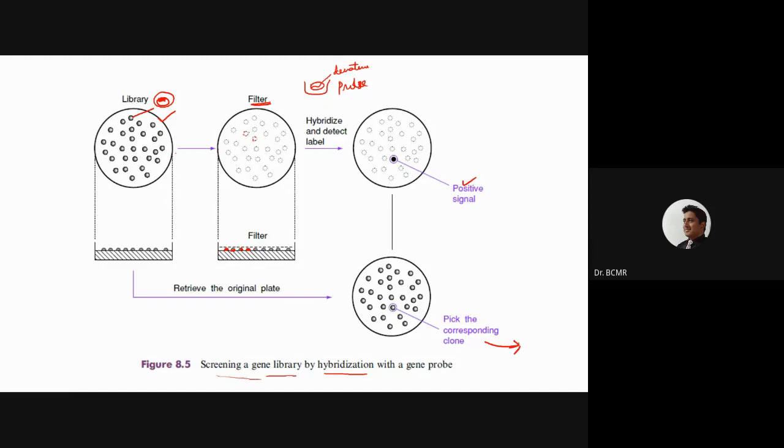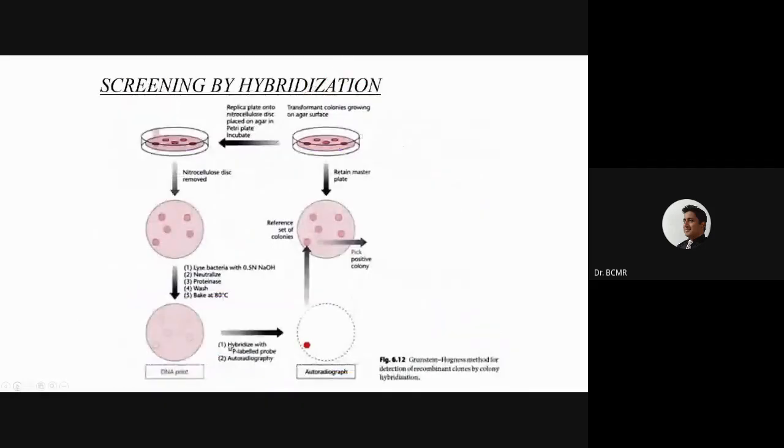But the objective is simple. As I said, try to define screening. You have a lot of things, and you want to find what you are interested in from a large number of entities. This is the same, okay?